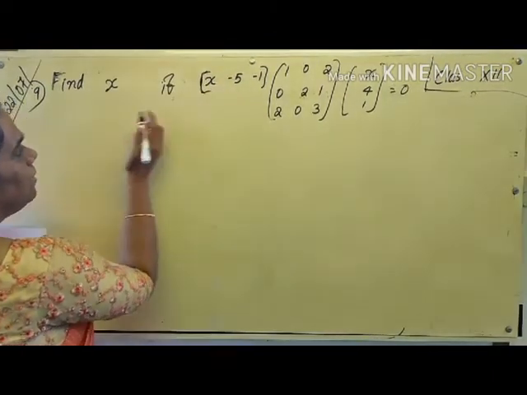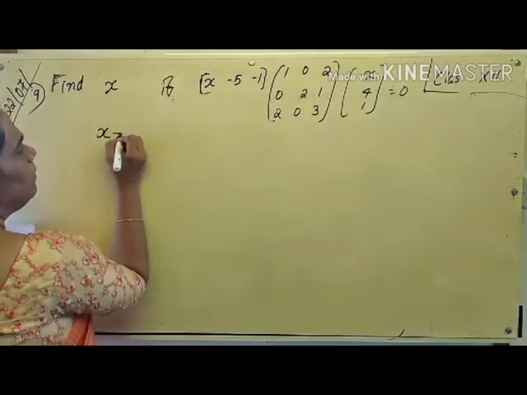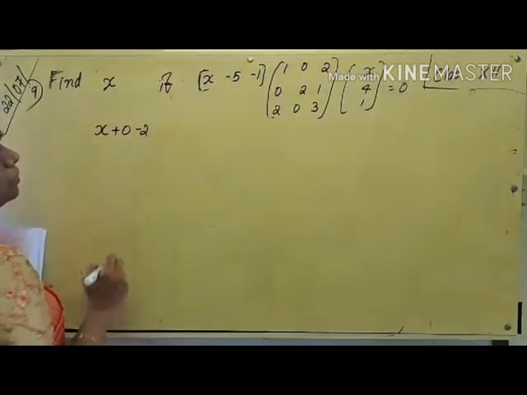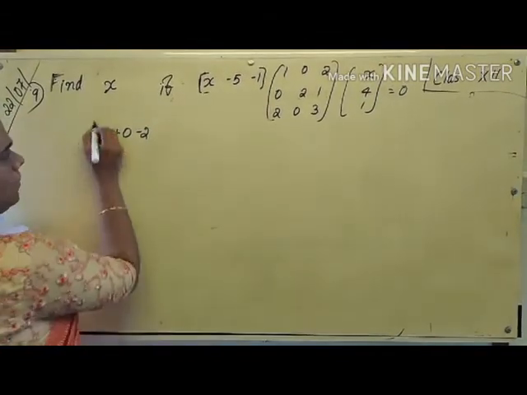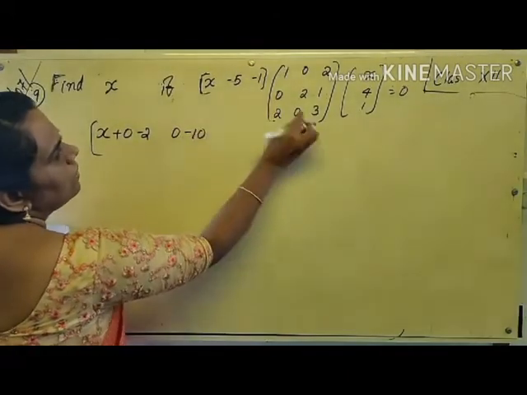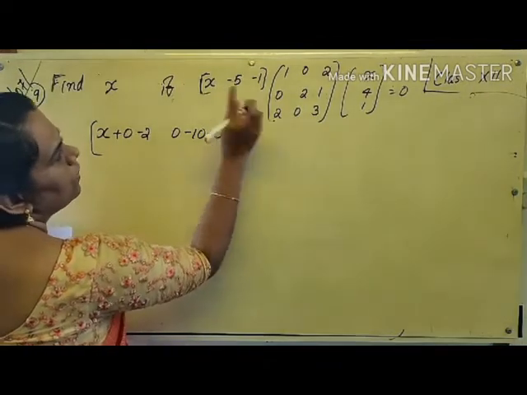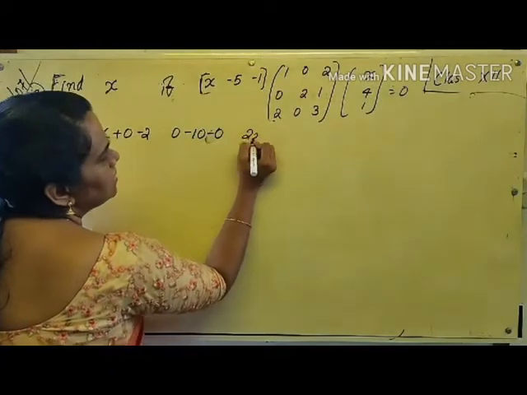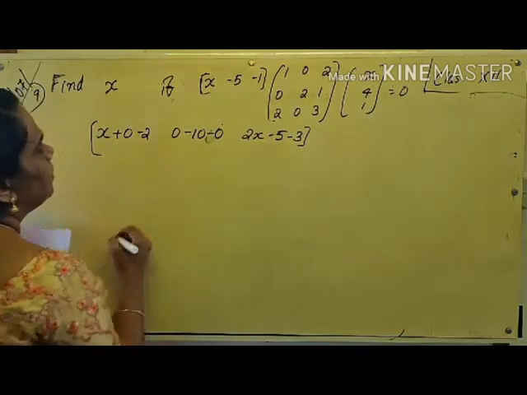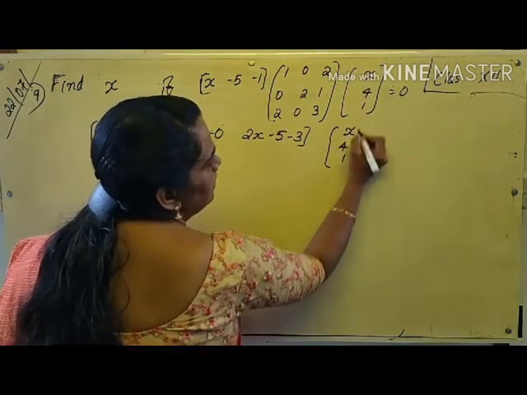Okay, let's multiply. How to multiply? Row, column. 1 into x, x. Then plus minus 5 into 0, 0. Minus 1 into 2, minus 2. Okay, first element, we get the first element. Second element, x into 0, 0. Then minus 10, 0. Minus 10, minus 0. Okay, the next element, 2x, minus 5, minus 3. Okay, then these two multiplied, next we can multiply this matrix.